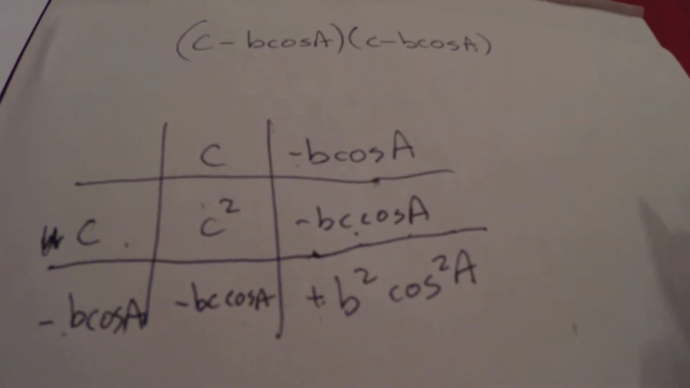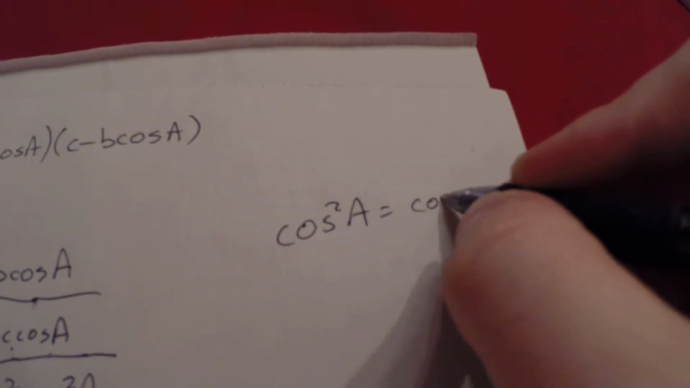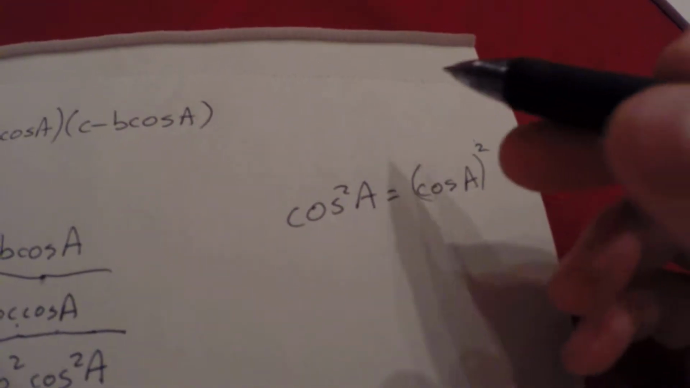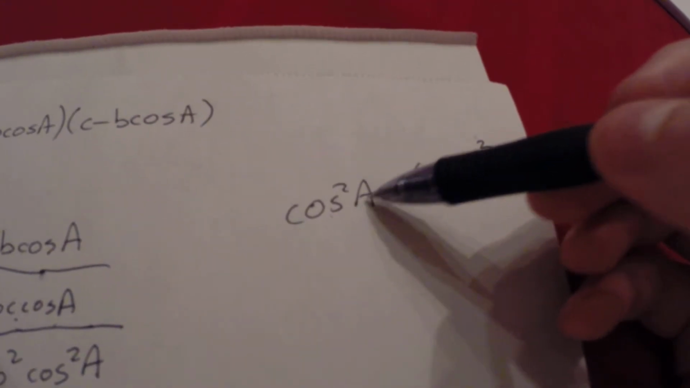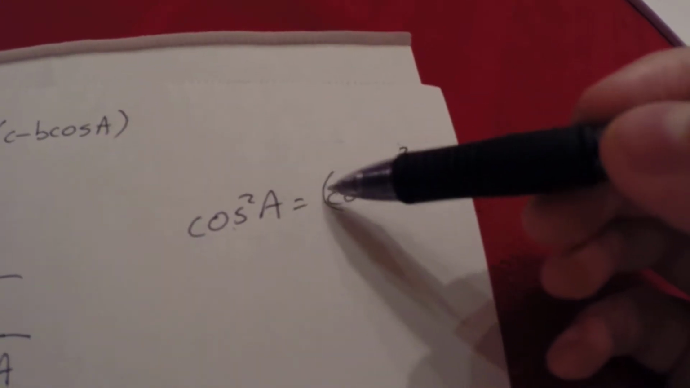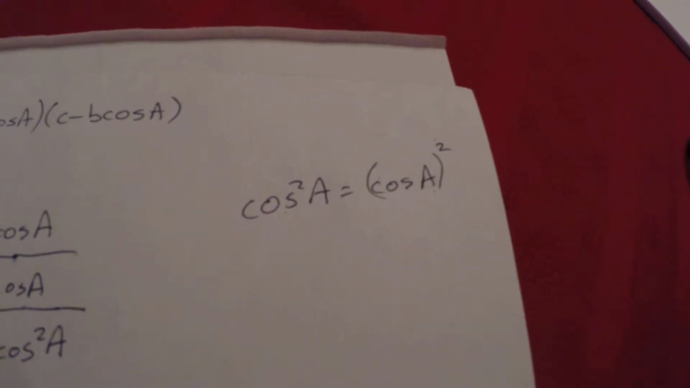Keep in mind that cosine squared A means cosine A, a quantity squared. Okay? In other words, you're not doing cosine times A. When I see cosine A, I'm not doing cosine times A. It's this quantity together. In fact, there is no such thing as just cosine. It's cosine of something. It can't just be cosine. Okay? All right. Hopefully that's clear.